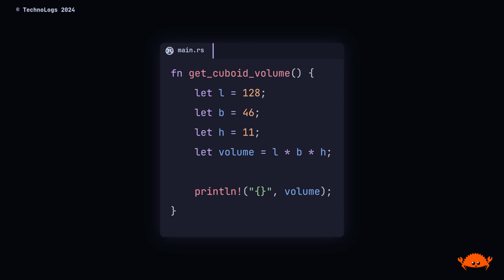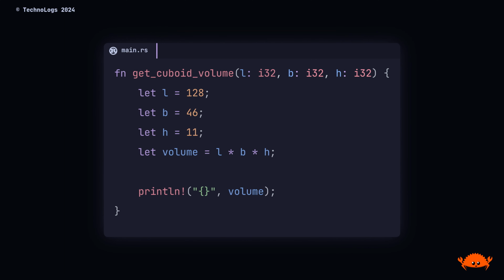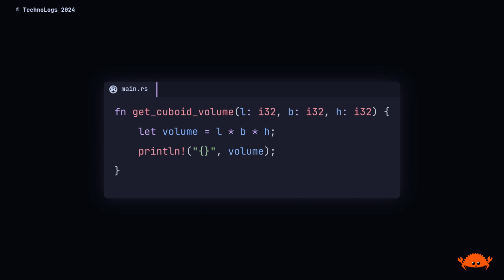To define the arguments, we have to type in each argument inside the brackets separated by commas. So to define an argument for the length, type in L, which is the name of the argument. Then we also need to define the type of the argument. I will set the type to i32. Now we can repeat this for the remaining two arguments, B and H. One thing to note is that the order of the arguments matters. So when we call this function, we need to pass in the arguments in the same order that we define them. Then we can delete these let statements since we are now passing in the dimensions as arguments.